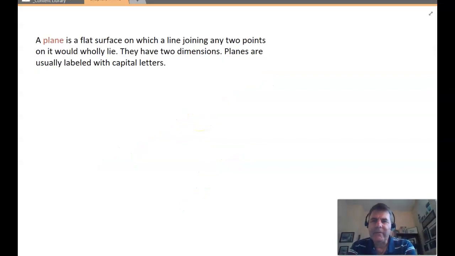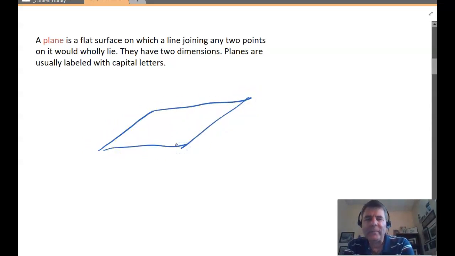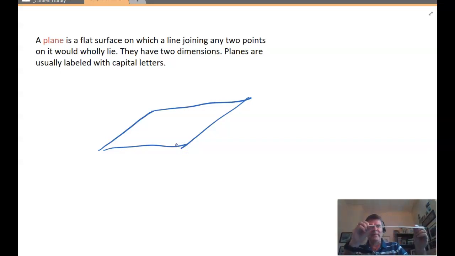A plane is a flat surface on which a line joining any 2 points on it would wholly lie. So they have 2 dimensions, and we usually draw a plane like a parallelogram. It represents a piece of a plane floating in space. So if I hold up this piece of paper right here, this is like a plane. Okay, it's not the entire plane. It's a piece of the plane that contains this paper.